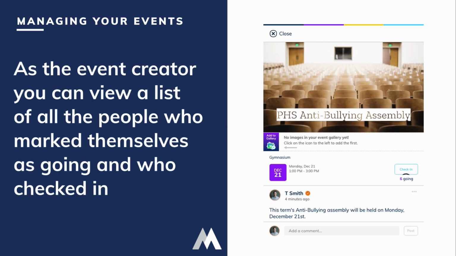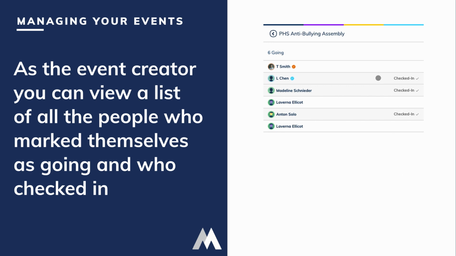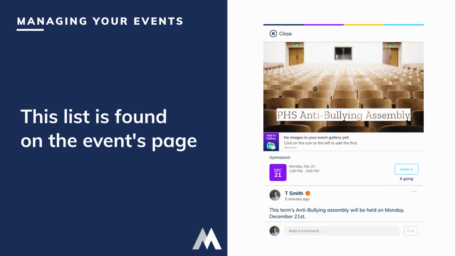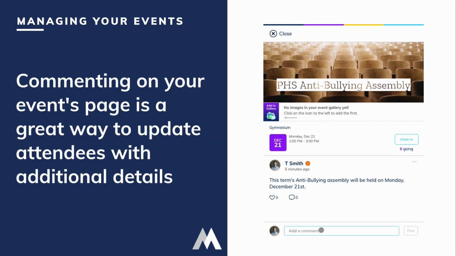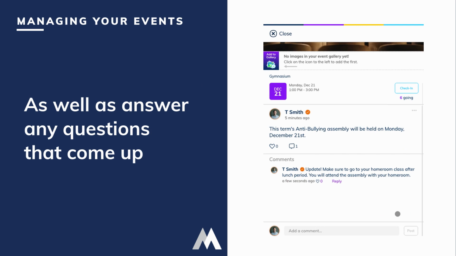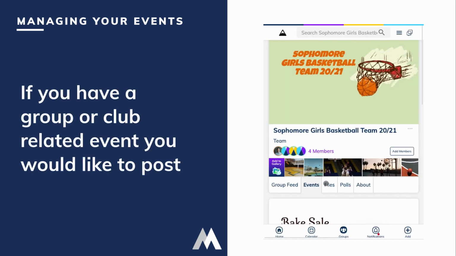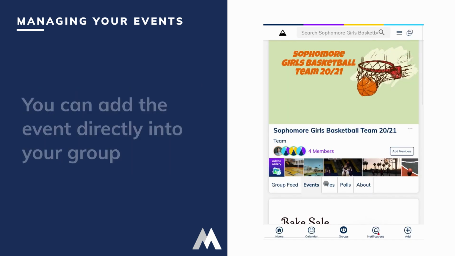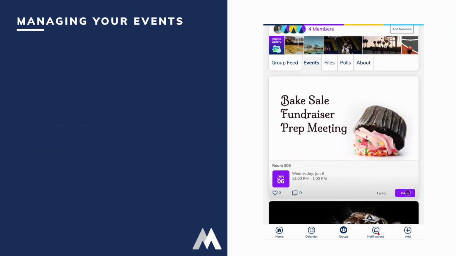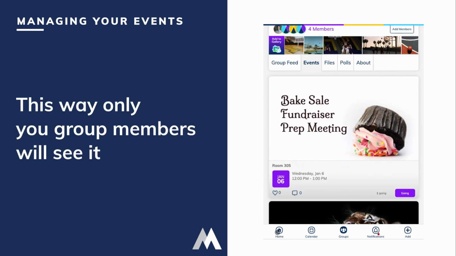As the event creator, we can view a list of all the people who marked themselves as going and who checked in. This list is found on the events page. Commenting on your events page is a great way to update attendees with additional details and answer any questions that come up. If you have a group or club related event you'd like to post, you can add the event directly into your group. This way only your group members will see it.